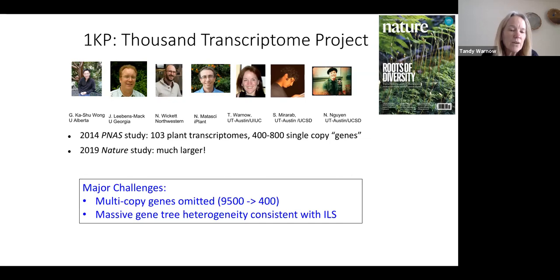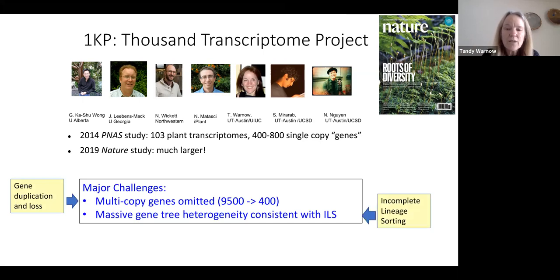The other thing that we noticed was massive gene tree heterogeneity that was consistent with incomplete lineage sorting. So both of those things were showing up. Again, the first thing is evidence of gene duplication and loss, and the second one is evidence of incomplete lineage sorting. So when you think about developing methods for species tree estimation, you need to think about developing methods that are actually robust to multiple causes for discord.